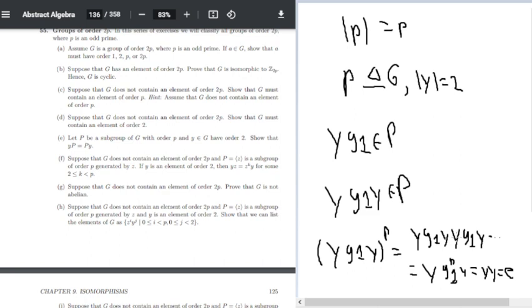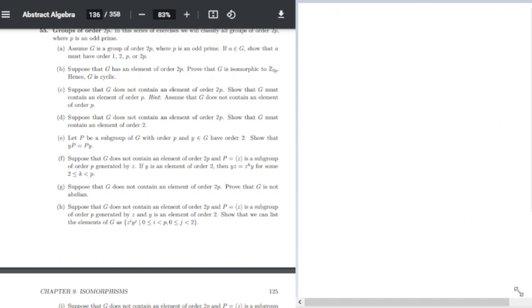So yeah, y^p = e, so it's in that subgroup, because we can't have two disjoint subgroups of order p. Suppose that G does not contain an element of order 2p and that ⟨z⟩ is a subgroup of order p generated by z. Show that yz = z^k for some 2 ≤ k < p. It comes down to another factorization argument.